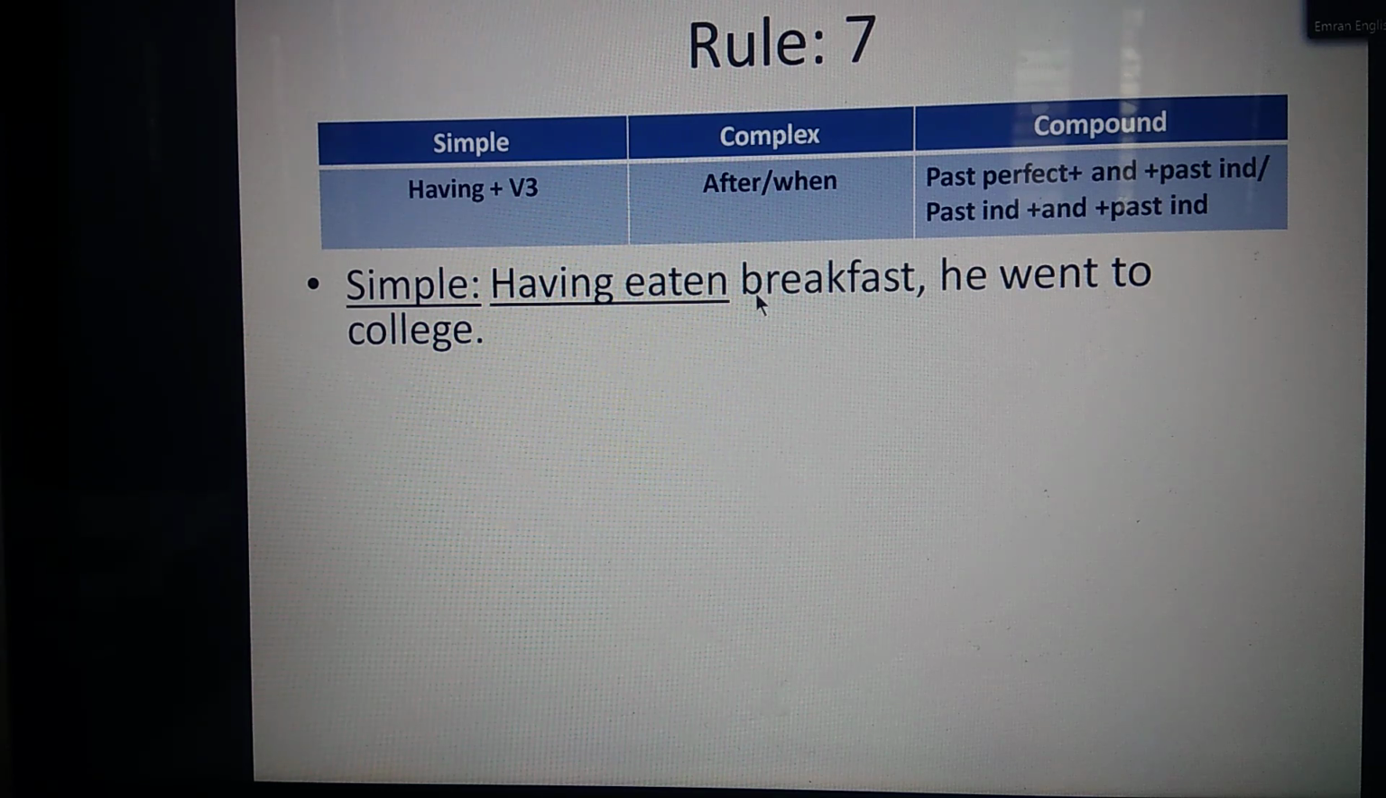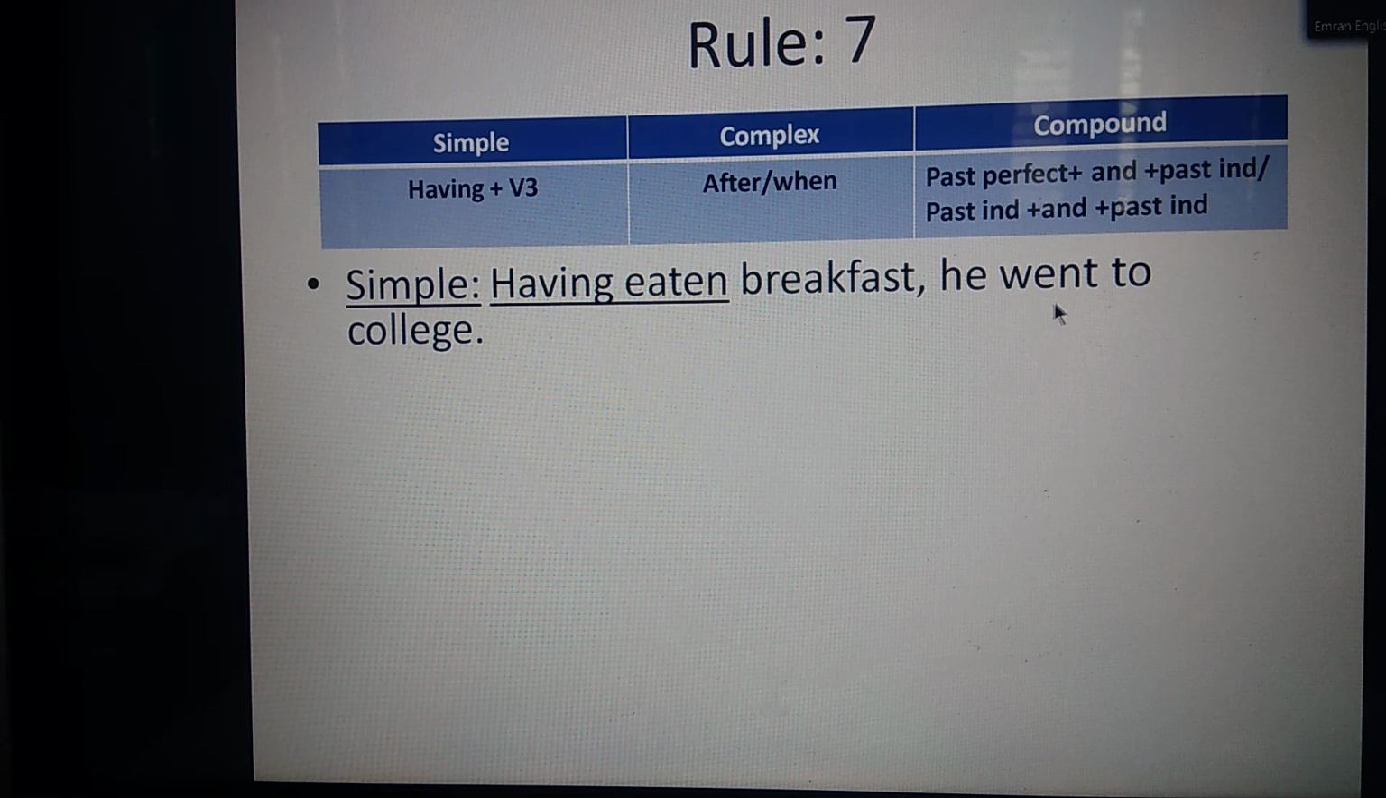So to make this part a clause, we need to use the conjunction after. So before that, let us guess who is eating breakfast. So the subject is certainly from the main clause of the sentence. Here the subject is he. So let us first take the subject he just here.